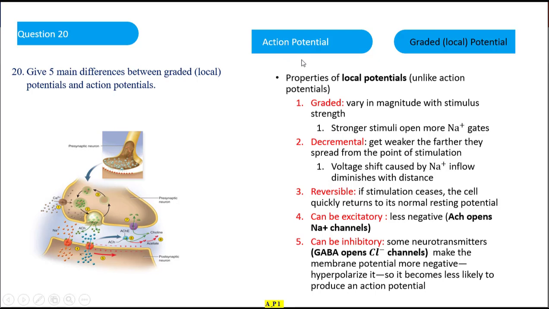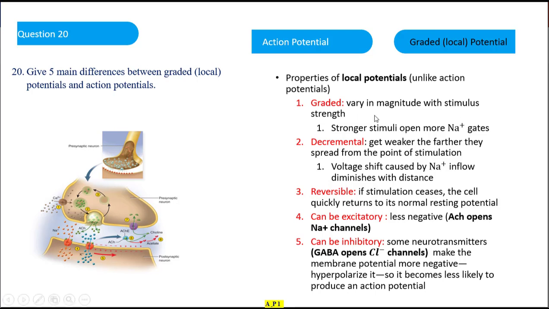Now let's explain the difference between an action potential and the graded potential. We saw that an action potential is made of depolarization, sodium coming in, and repolarization, potassium going out. What about the graded or local potential? Before an action potential can form, small potentials have to add up together to form a big potential. Those small potentials are called graded potentials or local potentials.